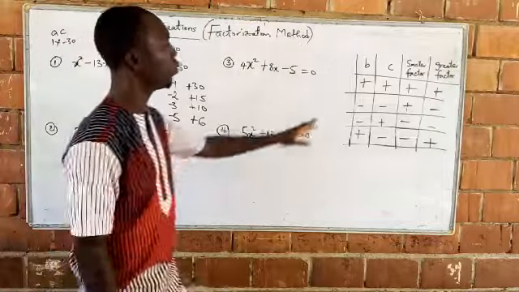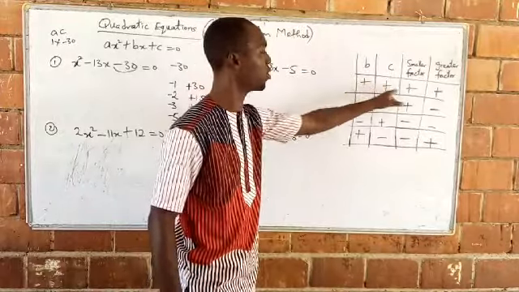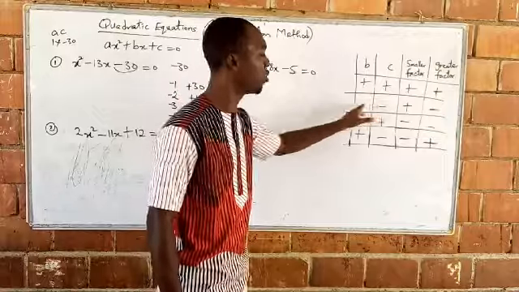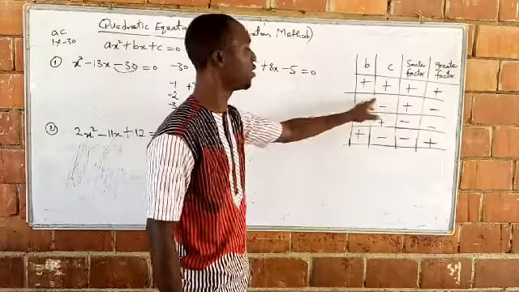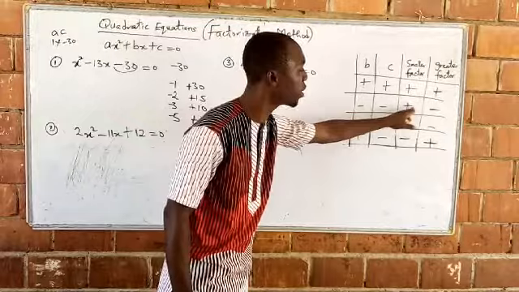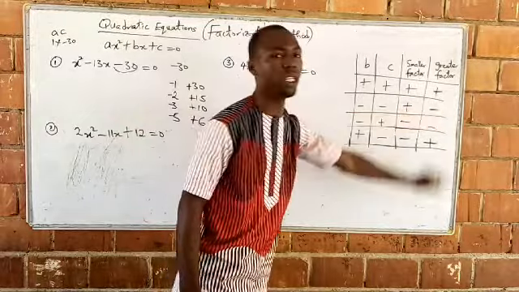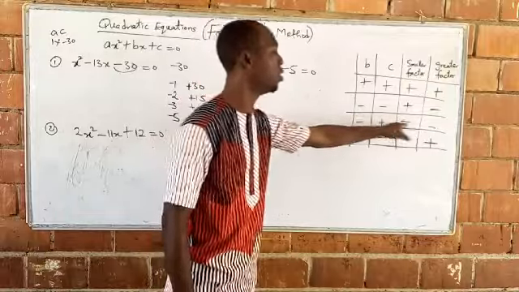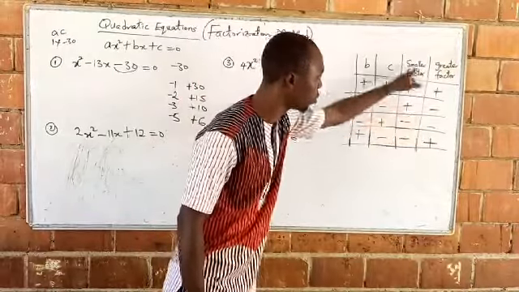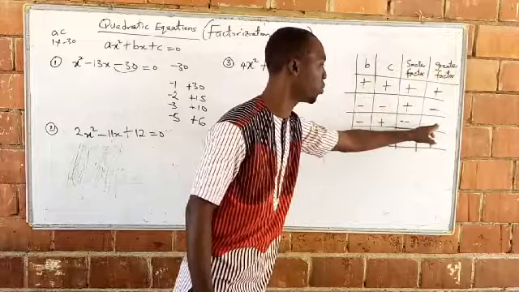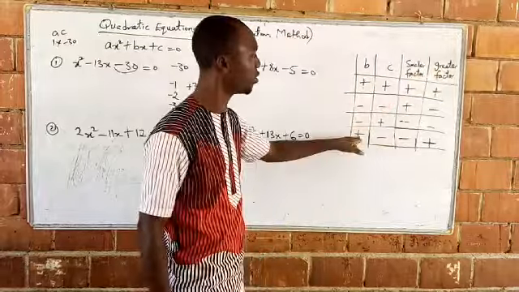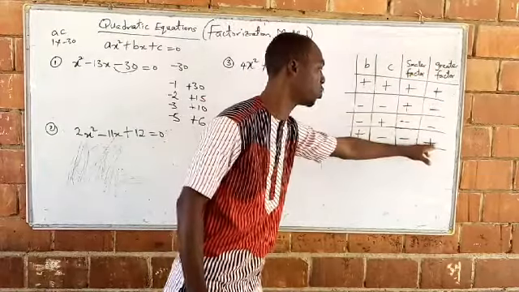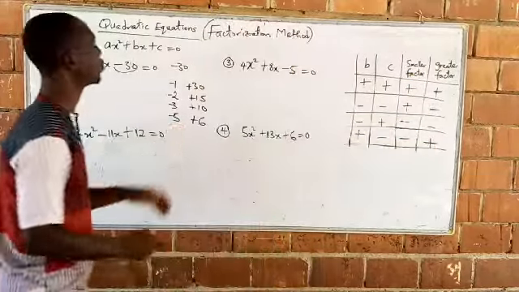The table says when b and c are positive, then the two factors will be positive. When b is negative and c is negative, the smaller factor will be positive, the greater factor will be negative. When b is negative and c is positive, the two factors will be negative. That is, smaller factor negative, greater factor negative. And when b is positive and c is negative, the smaller factor is negative, the greater factor is what? Positive.